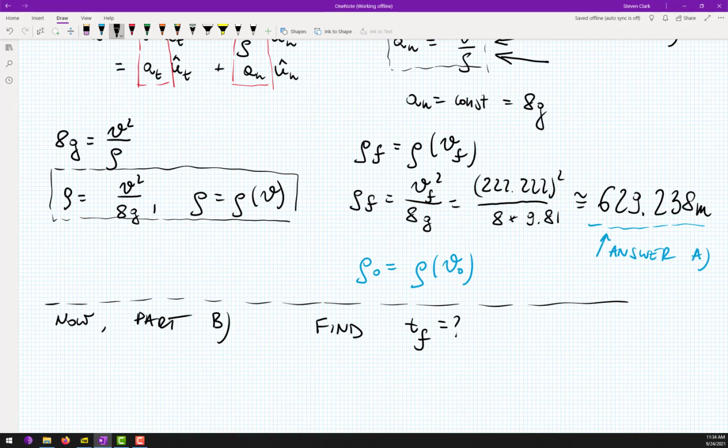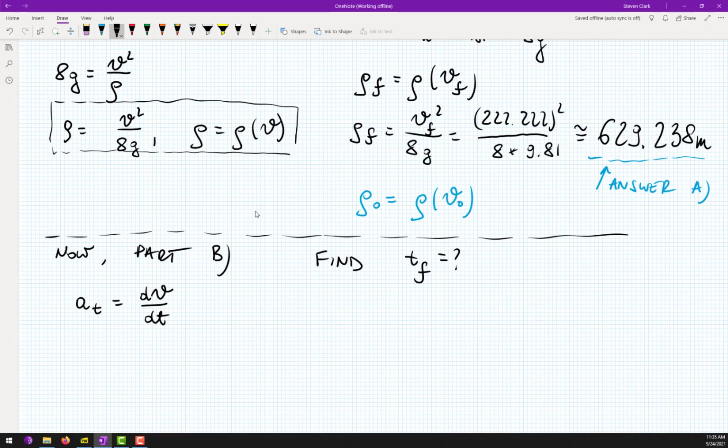So I can write here AT is equal to dv dt. And I would like to integrate. So I will have dv on this side and AT dt. However, we do not know what AT is, but we can deduce something. Can you guys tell me something about AT? What information do we know about AT?